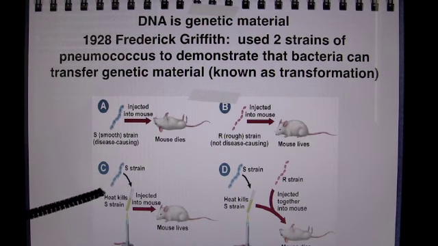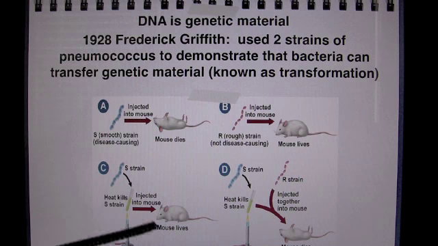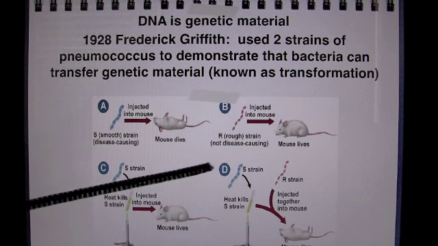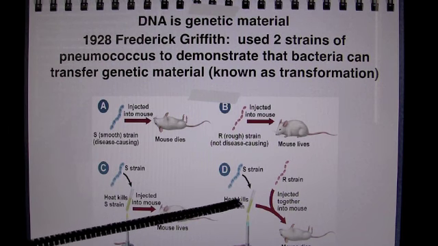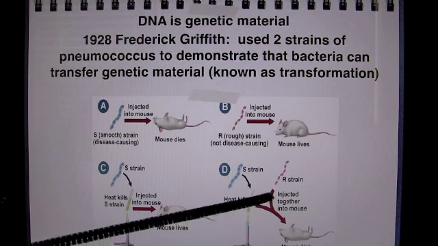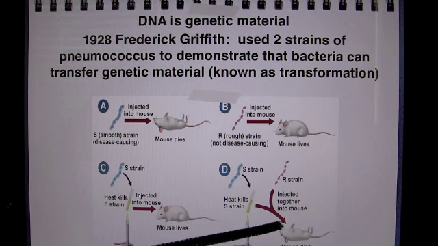So he took the S strain and he heat killed the S strain. He injected that heat killed strain into the mouse, and the mouse lived. Then he took the S strain, heat killed the S strain, and then took the R strain and injected both together into the mouse, and the mouse died.